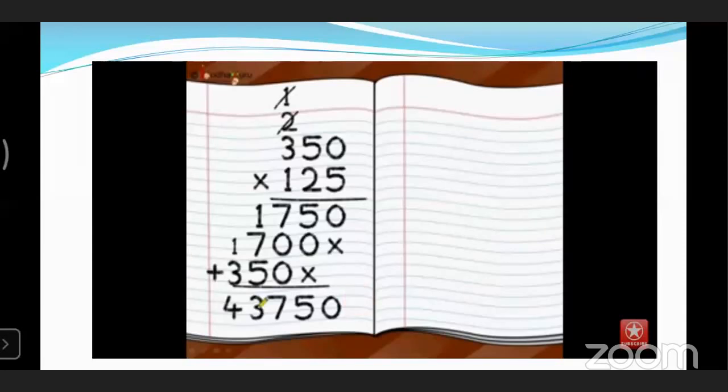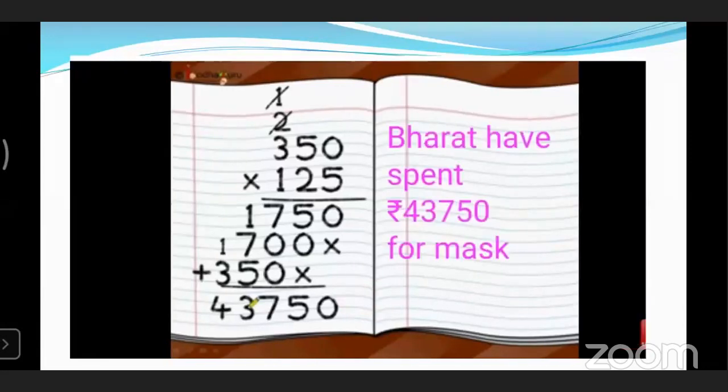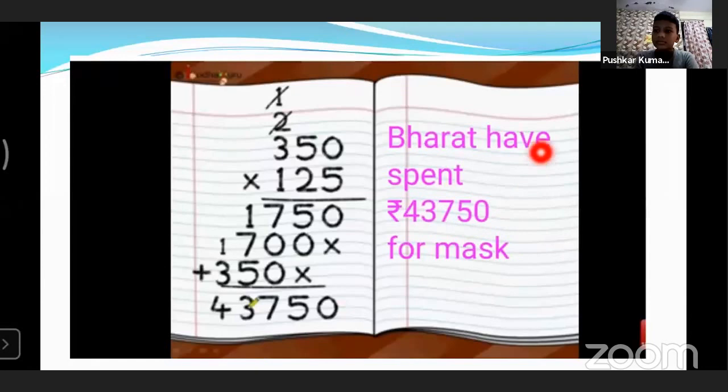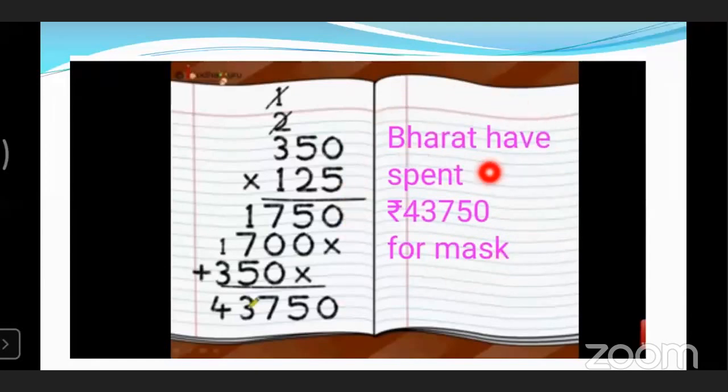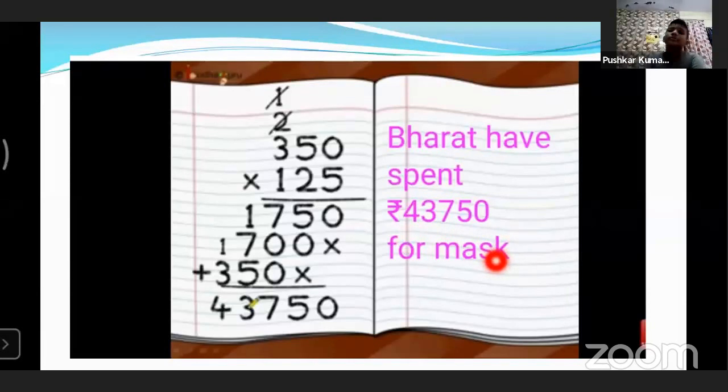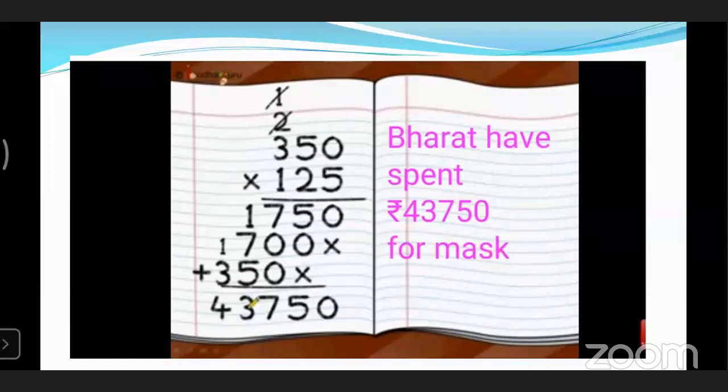But one more step is there. Okay, see the next step. We have to write down like this. Bharat has spent rupees 43,750 for mass. Do you understand? In a word problem, you have to write down the answer in this way. So Bharat has spent rupees 43,750 for mass. Do you understand this sum? Very clear? Very good.